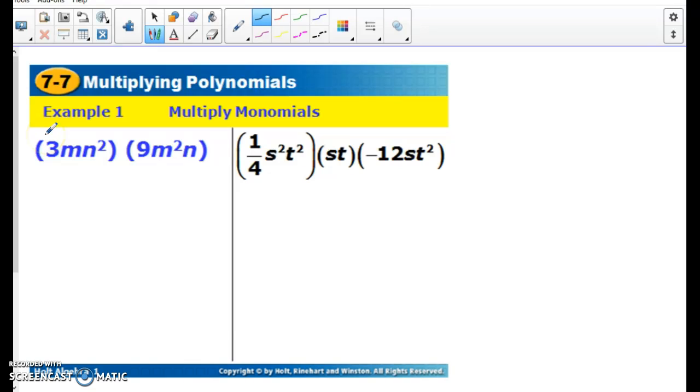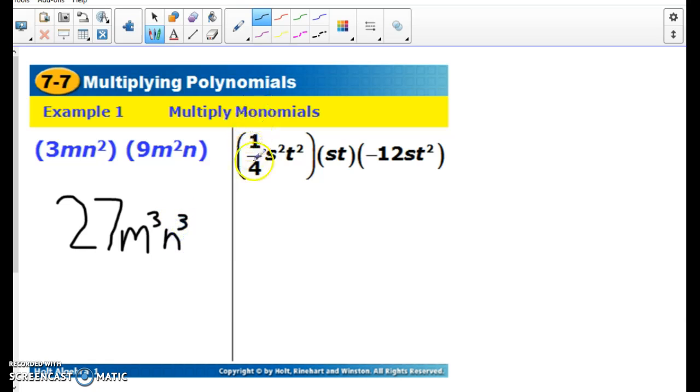Same thing here. So if I'm multiplying, 3 times 9 is going to make 27. M times m squared is going to make m cubed. And then n times n, or n squared times n is going to make n to the third.